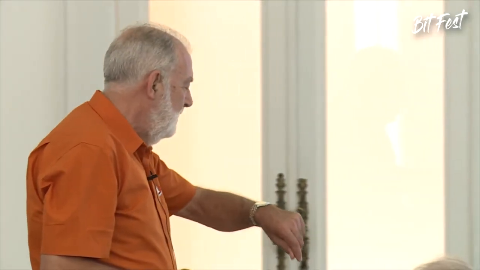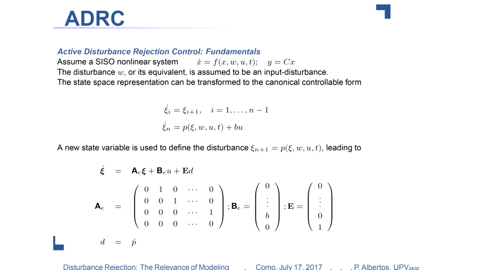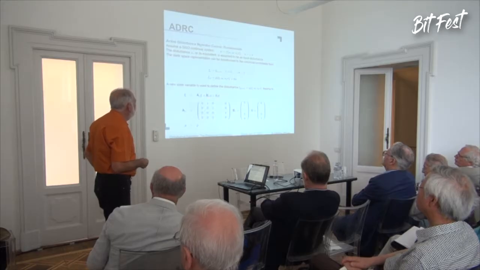In the case of the ADRC, the approach is a bit different. We assume that the plant is nonlinear, and the plant can be represented as a chain of integrators, like this one. And the disturbance is only applied to the last state variable. So in that case, we introduce a new state variable, which is the derivative of the disturbance, and we create this extended system.